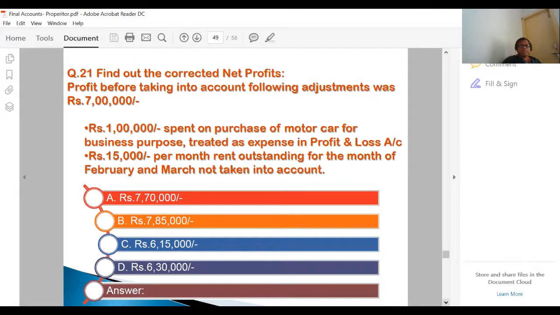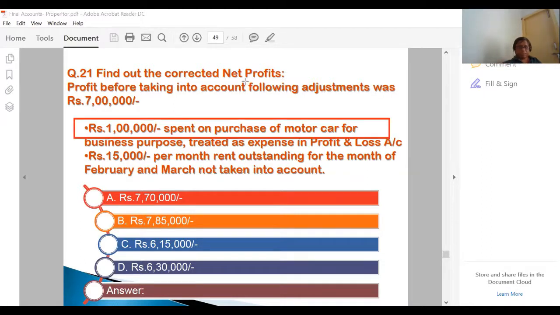Find out the corrected net profit. Profit before adjustment is 7 lakhs. 1 lakh was spent on purchase of a motor car for business purpose. This is not a revenue expenditure, but it was treated as an expense in profit and loss. Rent is 15,000 per month, and rent outstanding for February and March was not taken into the account, so we should take it into the account.